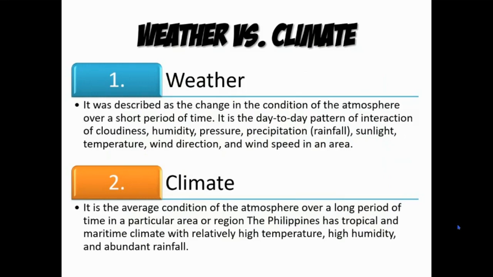Then yung climate, no, it is the average condition of the atmosphere over a long period of time in a particular area or region. So just like our country has tropical and maritime climate with relatively high temperature, high humidity, and abundant rainfall. So the Earth's climate is greatly influenced by the interaction that involves the sun, ocean, atmosphere, lands, clouds, ice, and even living things.